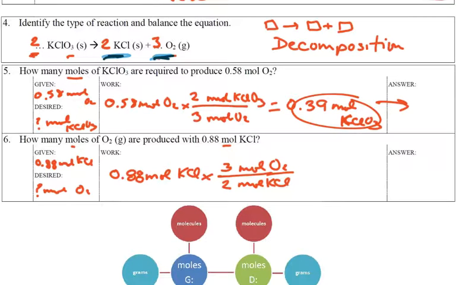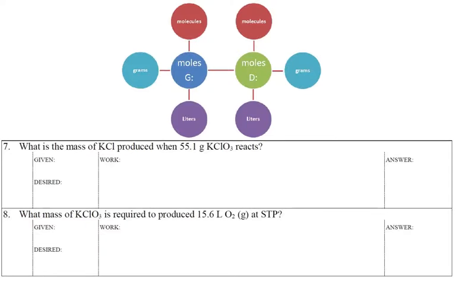And now what to do is just to solve the problem. So 0.88 times 3 divided by 2 comes out to be 1.32 moles. And that's moles of O2 because moles of KCl have canceled out. So that's my answer, 1.32 moles of O2. Now I'm going to do the same sort of thing.